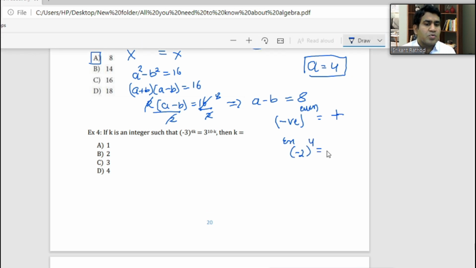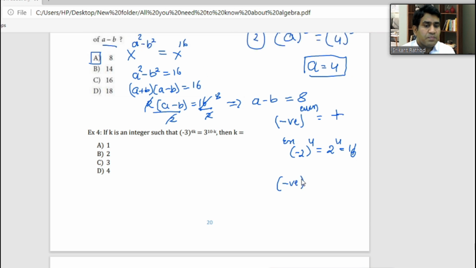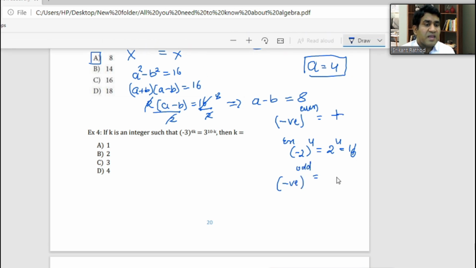So negative 2 to the power 4 is equivalent to 2 to the power 4 itself, because if the power is even, then that number becomes a positive number. So 2 to the power 4 is 16. But if the number is negative and the power is odd, then the sign of that number is going to be negative.